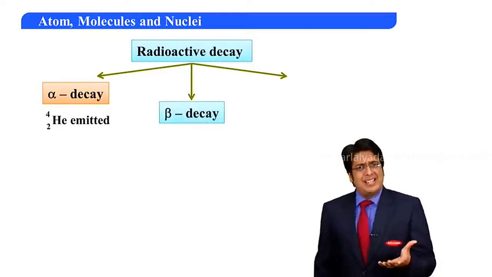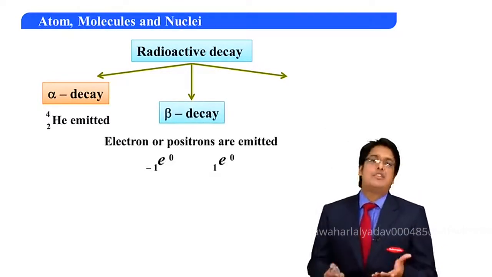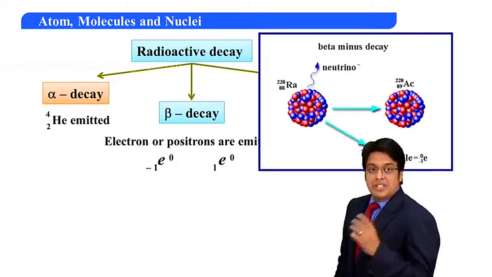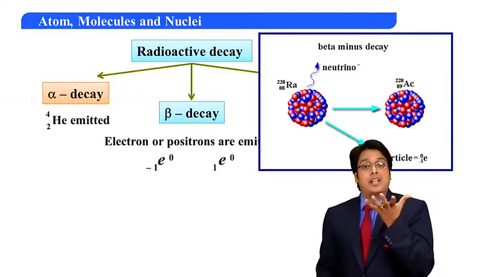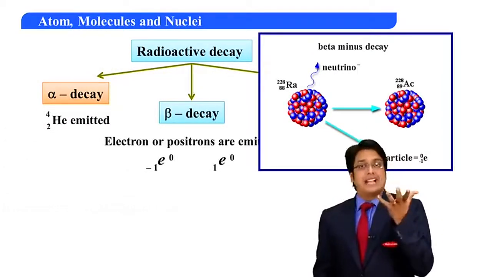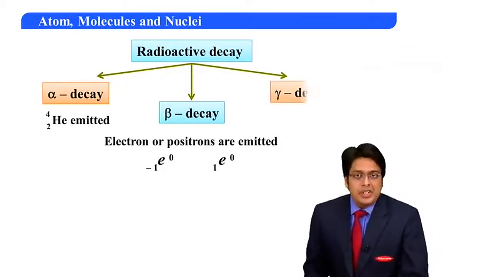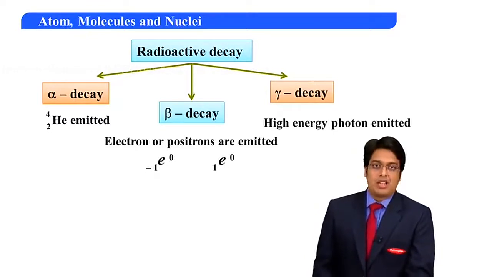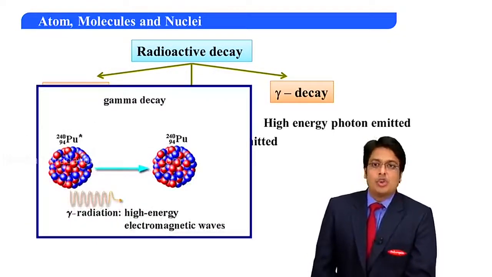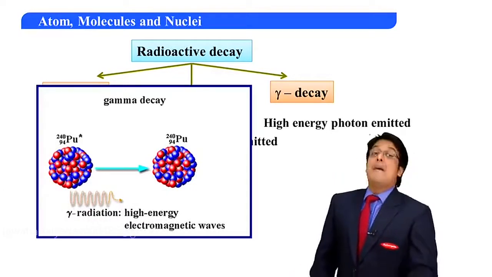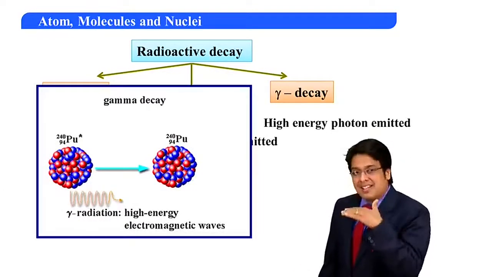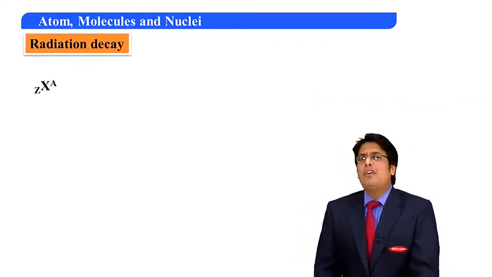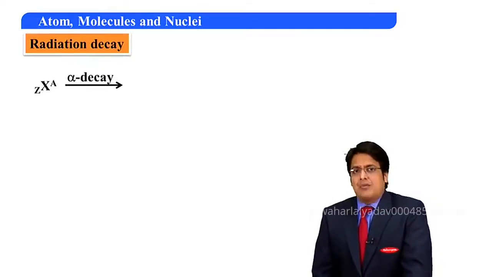Now when I talk about beta decay, what is given out is the emission of high energy electrons, also called beta particles. So this is what beta decay looks like: radium giving rise to actinium. Now what about gamma? Gamma is just energy. It's a photon having no mass, no charge whatsoever. So plutonium will give rise to plutonium only, but this plutonium will have less energy compared to the previous plutonium. Simple enough.